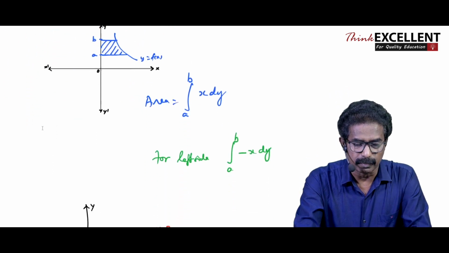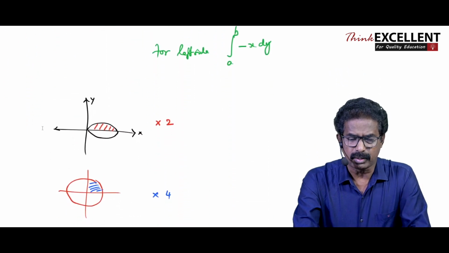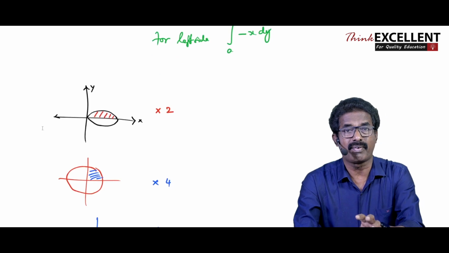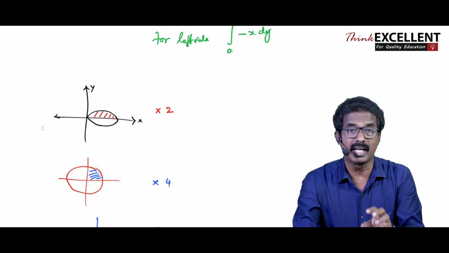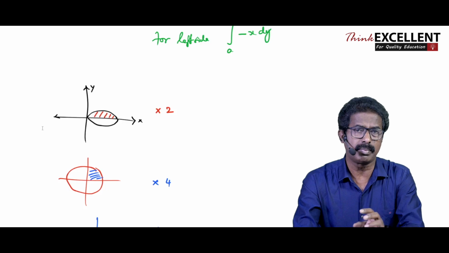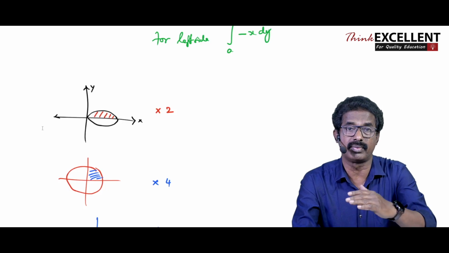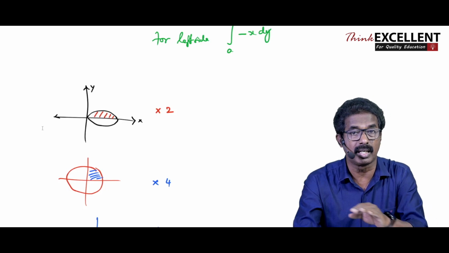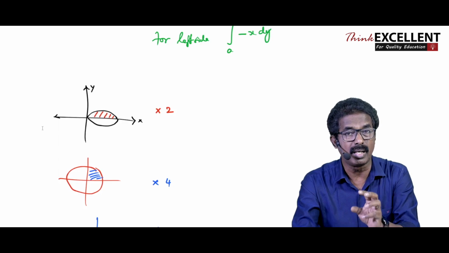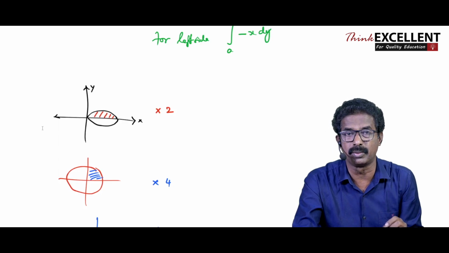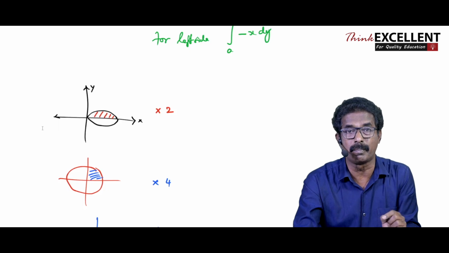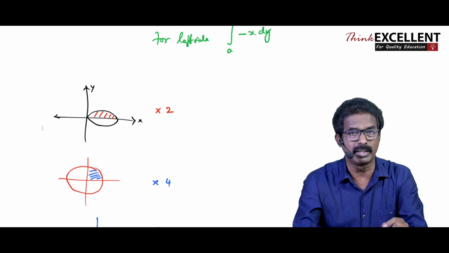Then some particular cases. Using the direct formula you can find the area in the first quadrant. Sometimes they may ask for the upper half, that is first and second quadrant, or they may ask for the entire area. Looking at the curve diagram we can decide everything. So drawing the diagram is more important, and integration you have already studied.